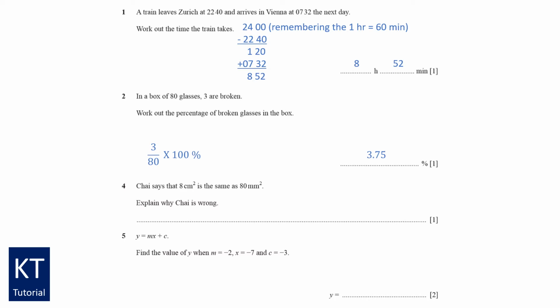Question 4. Chai says that 8 cm square is the same as 80 millimeter square. Explain why Chai is wrong. We know that 1 cm square is the same as 1 cm times 1 cm. This, when converted to millimeters, is 10 millimeters by 10 millimeters, making it 100 millimeter square. Therefore, 8 cm square is truly 800 millimeters square.